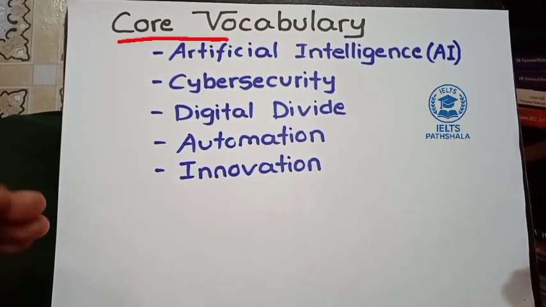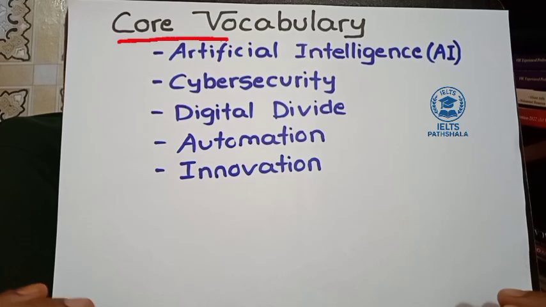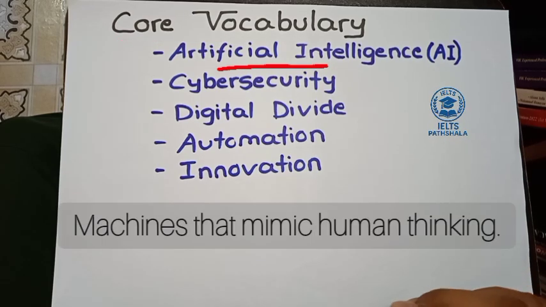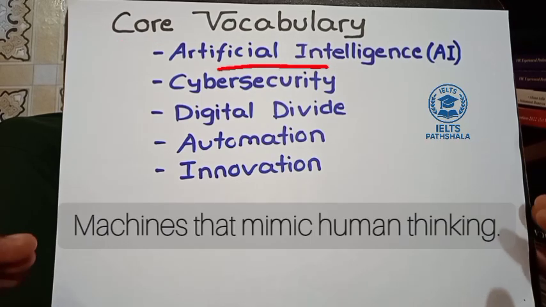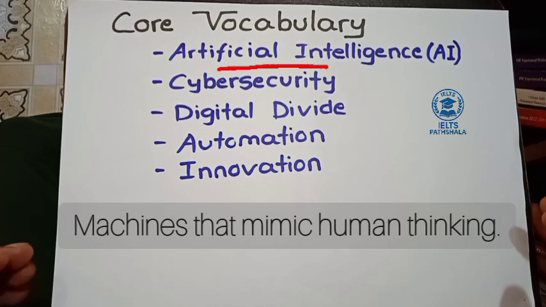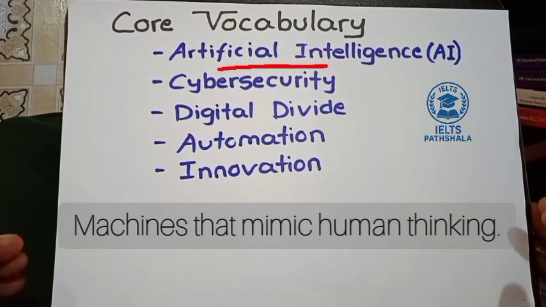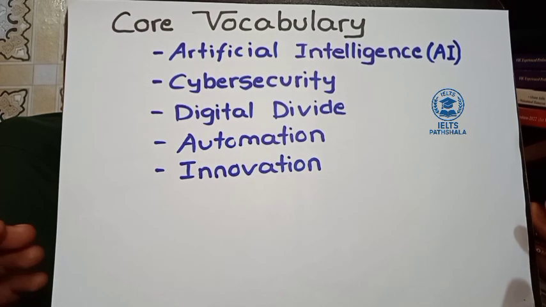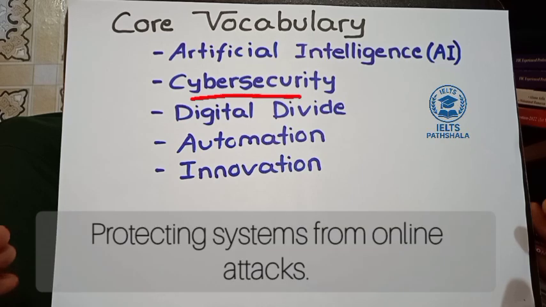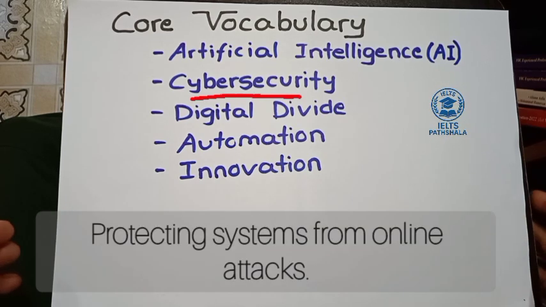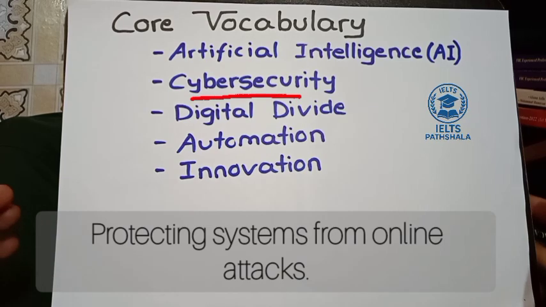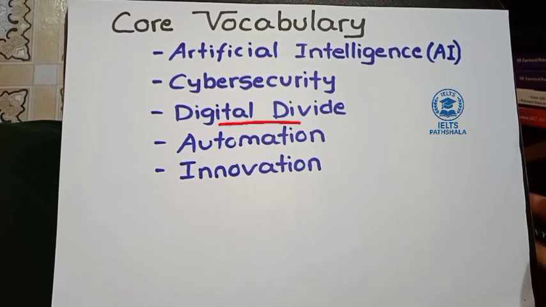Let's start with core vocabulary. Write this down. Artificial intelligence: machines that mimic human thinking. Example, AI is revolutionizing healthcare with faster diagnosis. Cybersecurity: protecting systems from online attacks. Example, strong cybersecurity prevents hacking.